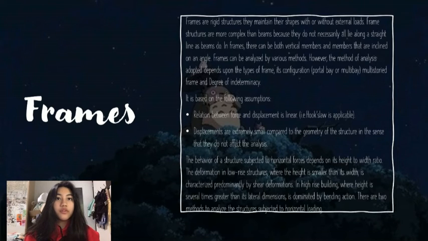So the behavior of a structure subjected to horizontal forces depends on its height to width ratio. The deformation in low-rise structures, where the height is smaller than its width, is characterized predominantly by shear deformations. In high-rise buildings, where height is several times greater than its lateral dimensions, the behavior is dominated by bending action. There are two methods to analyze the structure subjected to horizontal loading.